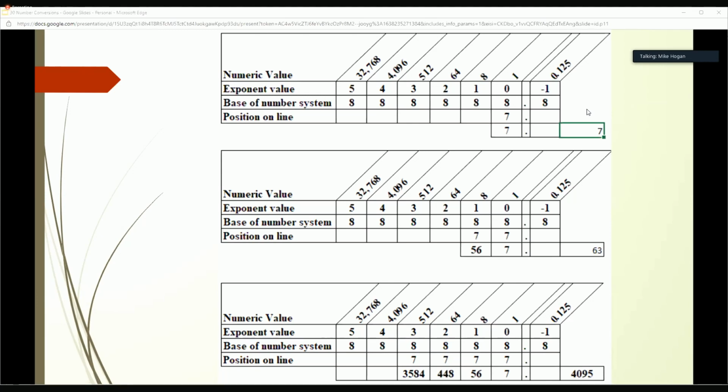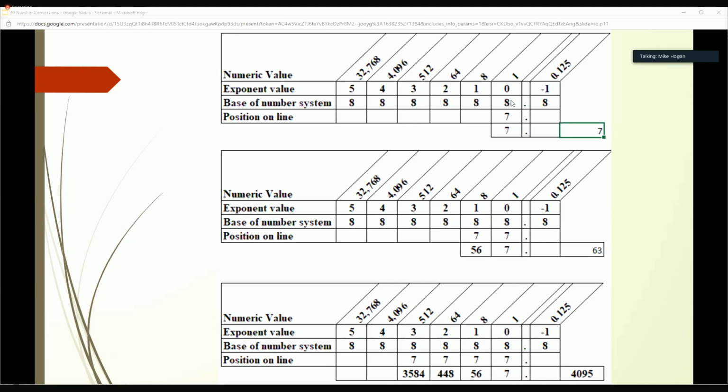Base 8, right? It's always the base. If it's octal, it's base 8. We're going to figure out the weights, but we have to remember that the largest value I can have is going to be 1 less than the base. So if it's base 10, the largest value is a 9. If it's base 8, the largest value is a 7. If it's base 2, the largest value is a 1, because you've got 0 and 1.